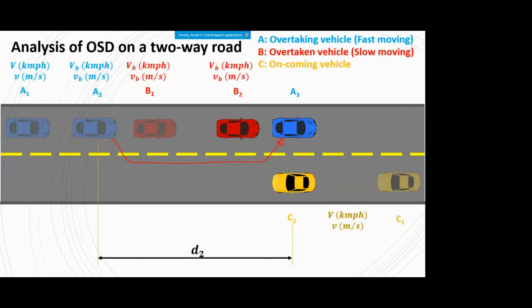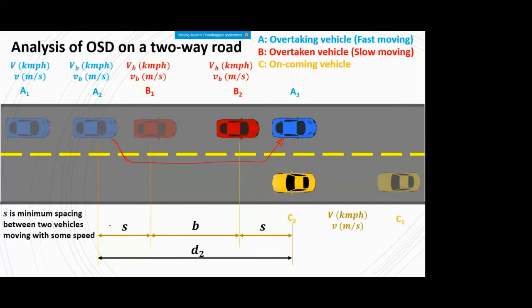So here, though we are marking it as a linear distance D2, actually it is not that linear. But again, to avoid complexity in the analysis, we are not considering the slant or sloping distance. We are just considering the straight distance. And this D2, for calculation purposes, we are dividing into three sections or parts. That is mainly two distances, S and B, but the S is twice. Now this S is nothing but the minimum spacing between two vehicles when they are moving with some speed.